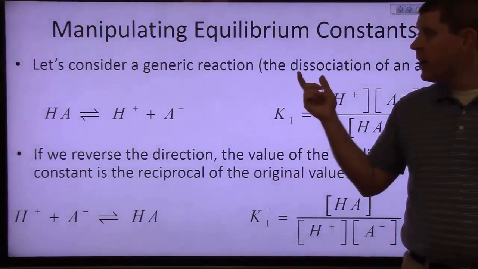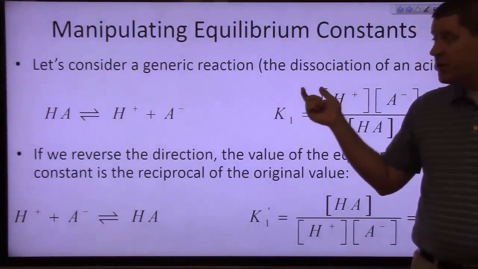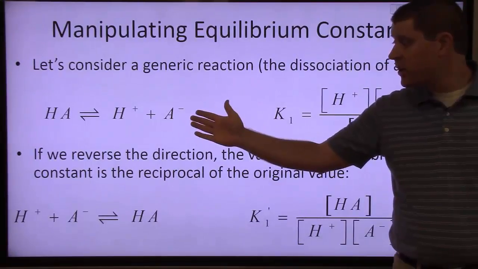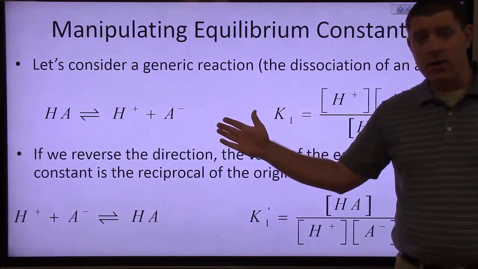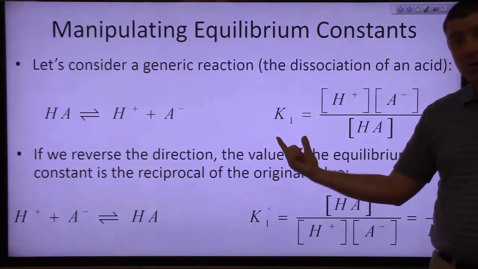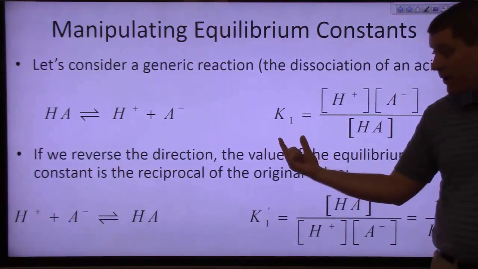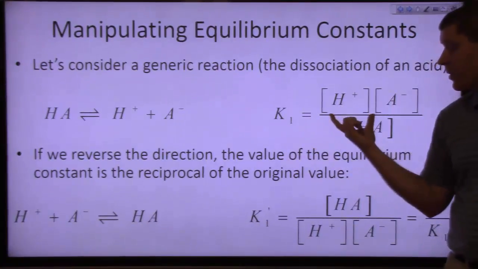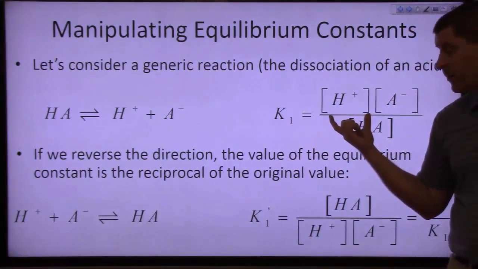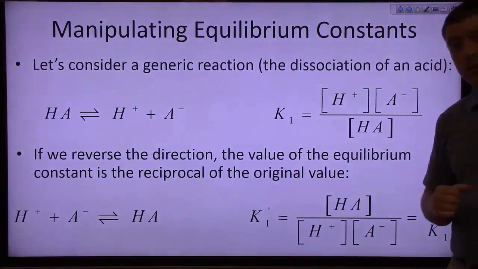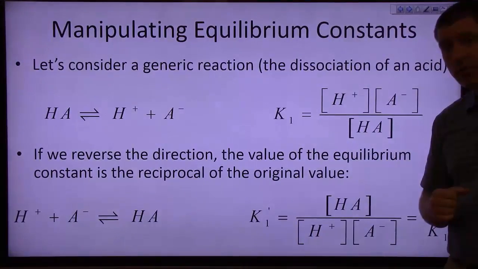So let's consider a generic reaction. In this case, the dissociation of an acid. So we've got HA dissociates into hydrogen ions and our conjugate base, the A-. And for that reaction, we have our equilibrium constant, which we're going to write K1 for the first deprotonation of our acid. So K1 is equal to the concentration of a hydrogen ion times the concentration of our conjugate base, A-, divided by the concentration of our protonated form, HA.